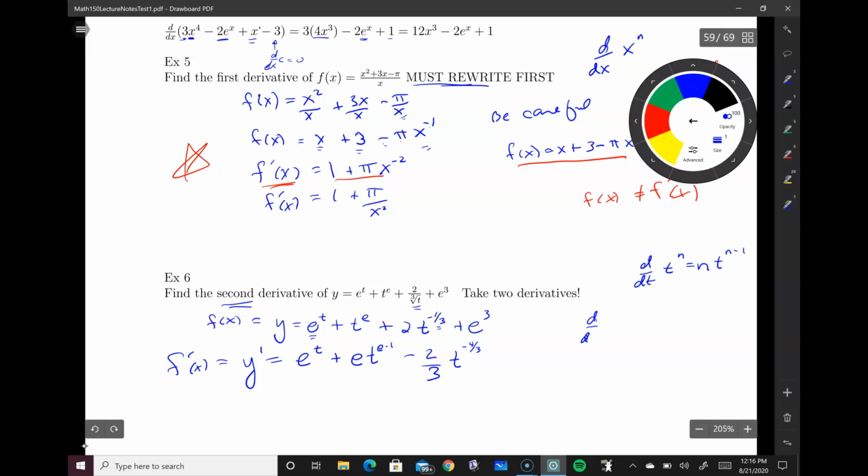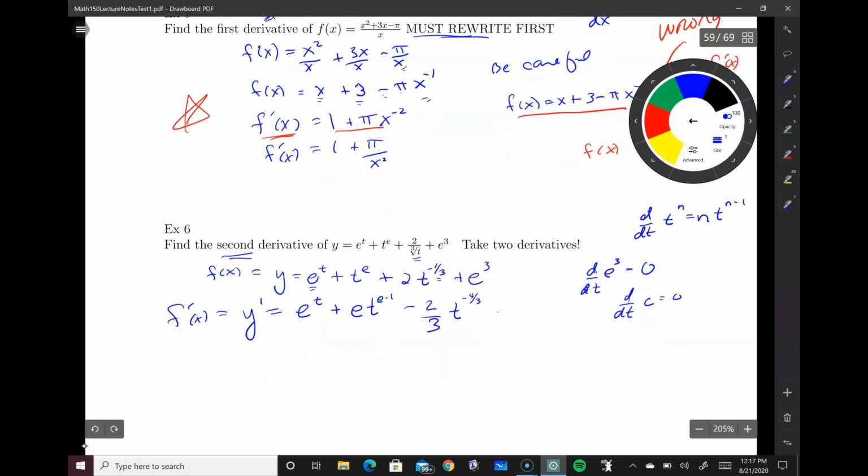And then be careful to take the derivative of e cubed. Whoops, I'm in t land here, right? Derivative with respect to t. This is a constant, right? The derivative of a constant is 0. So the derivative of e cubed is 0. Okay, so this is one derivative.